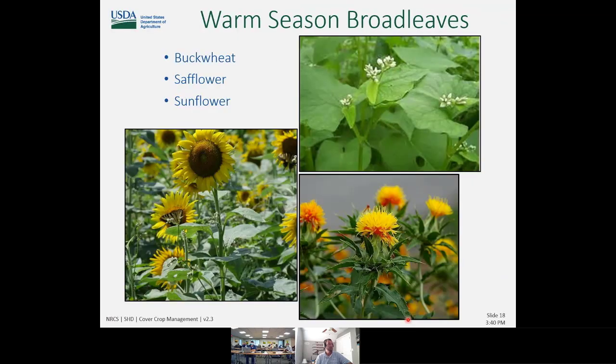Warm season broadleaves. So we have things pictured here like the top right, which is buckwheat, very popular in terms of pollinator. It establishes very quickly, gets a lot of quick growth. However, it does make a bloom and a seed very quickly as well. So if there are concerns about it becoming a weed, then of course termination would need to be thought about. Things like safflower that are on the bottom right and also sunflower could be included in warm season mixes to not only provide additional diversity, but also provide an excellent pollinator habitat in conjunction with things like the buckwheat as well.